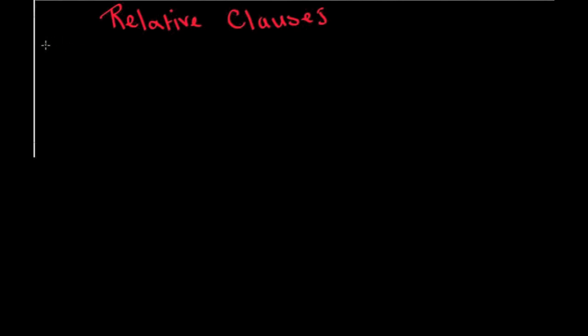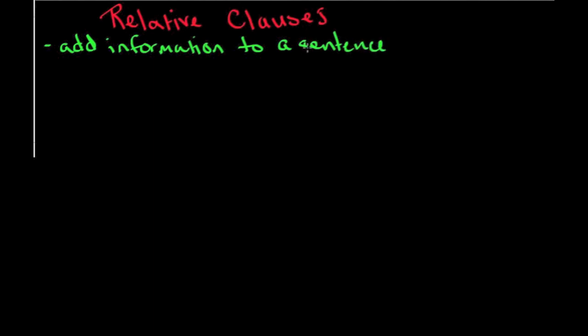So, relative clauses are when we add information to a sentence about a noun in the sentence. So relative clauses attach to a noun in the sentence. Let me give you an example.